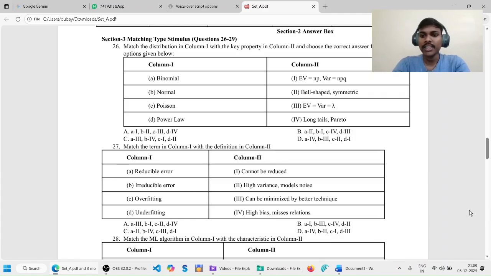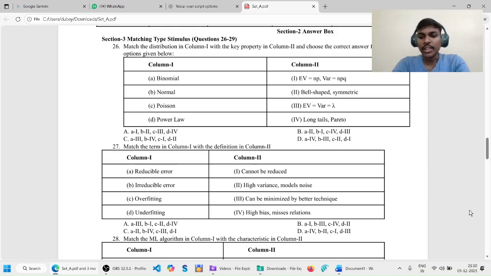The binomial distribution has expected value NP and variance NPQ. The normal distribution is symmetrical and follows the famous bell curve. And Poisson has equal mean and variance, the defining property of the model. And in the end, the power law distribution exhibits long tail behavior, which is commonly seen in wealth, popularity, and network data.